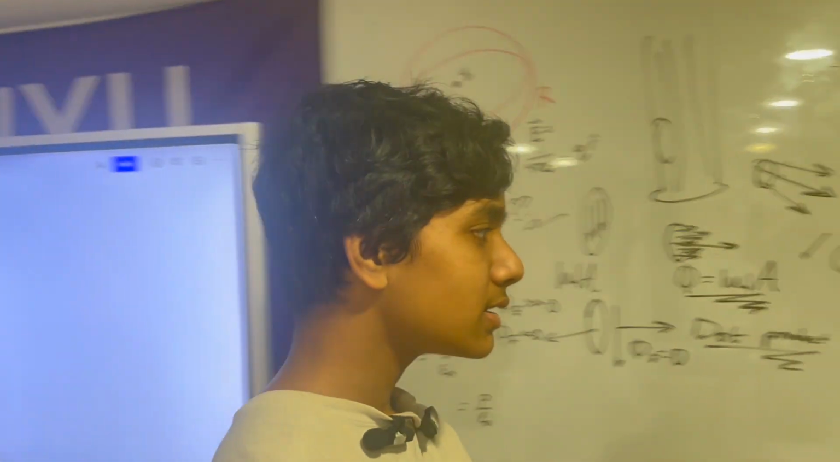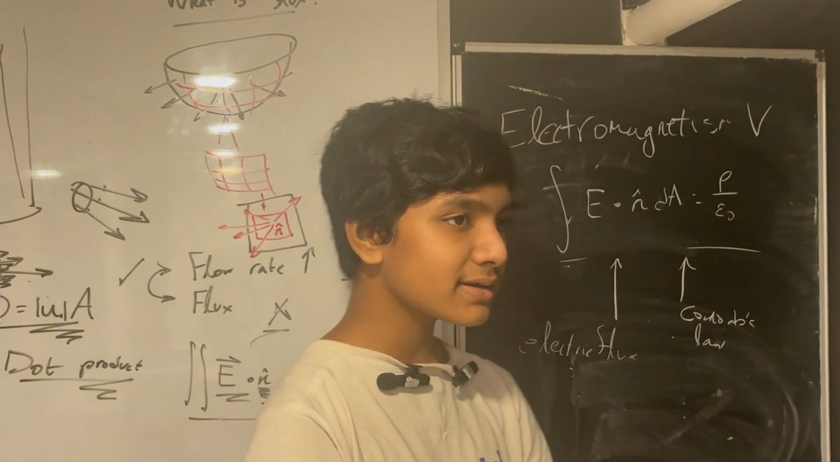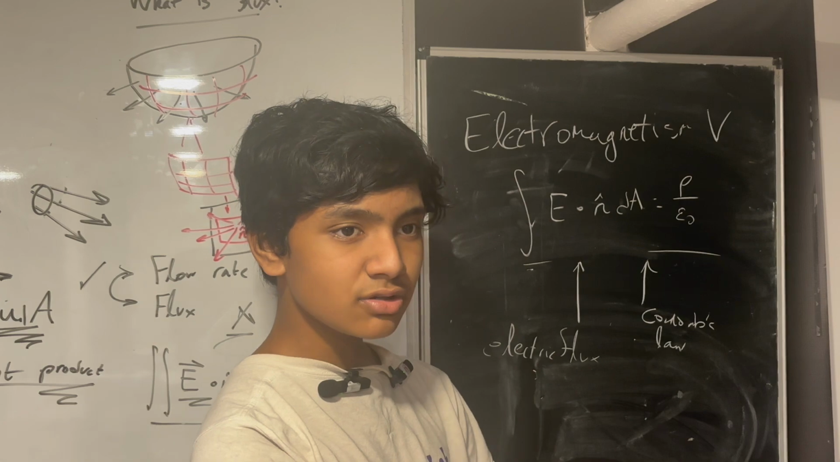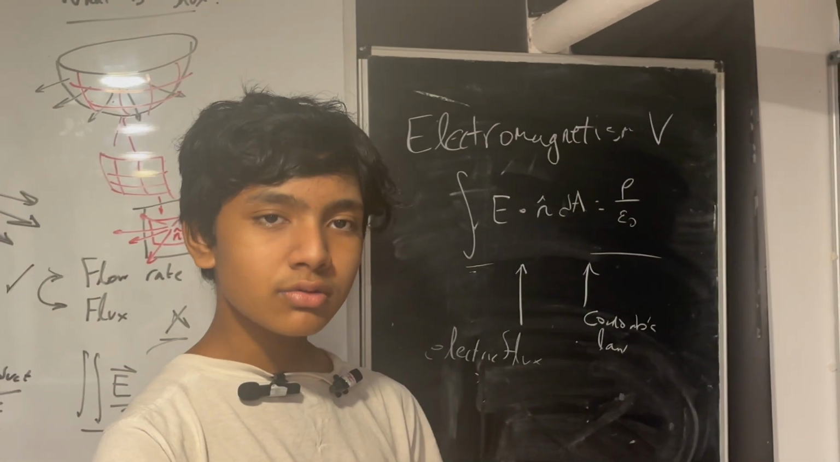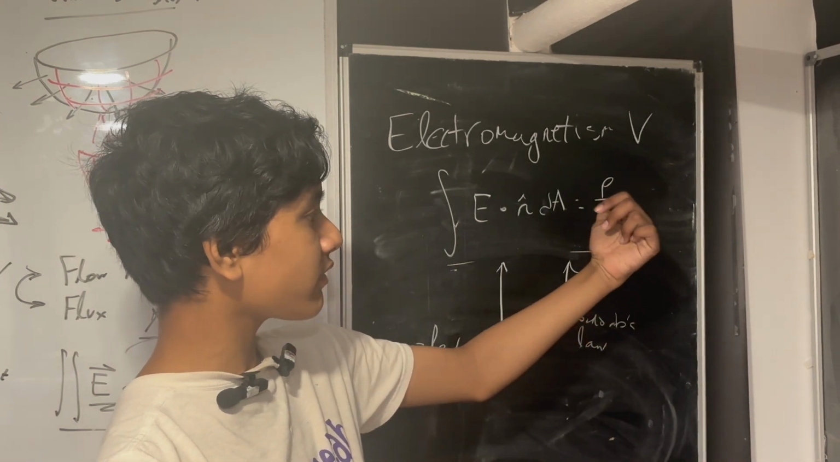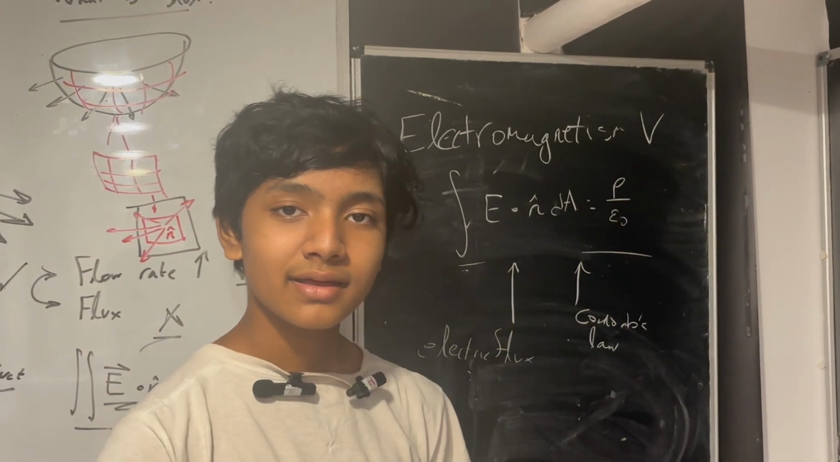And hence, no matter what solid you pick, as long as there's a source charge with charge Q or charge density rho in the center of it, then the total electric flux out of it will be rho over epsilon naught. That's Gauss's first law.